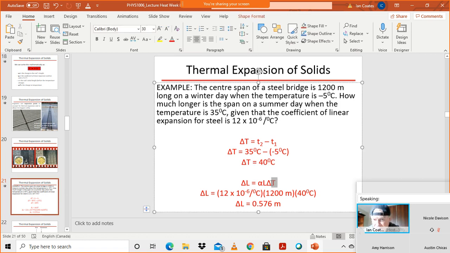And that one goes into here. Oh, sorry, right in there. There's your 40 degrees right there. Your original length was 1,200 meters. That one goes in here. And then this big funky number here, which looks weird, but it's all right. So there's your funky number. That's your alpha for steel, which is your coefficient of linear expansion for steel, all right? And you'll see that the change in the bridge from 35 degrees down to -5, funny enough, eh? The bridge moves half a meter.